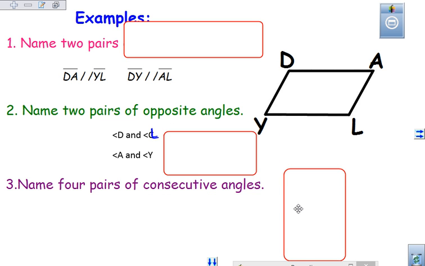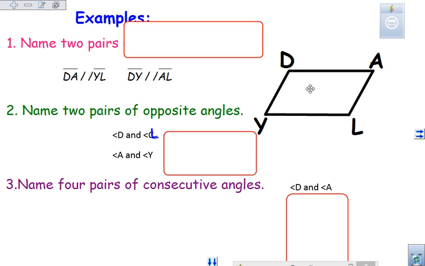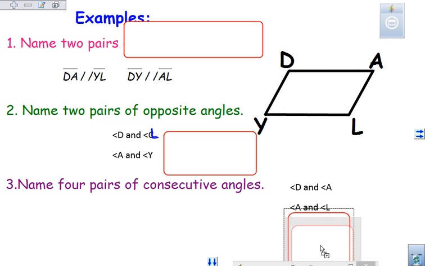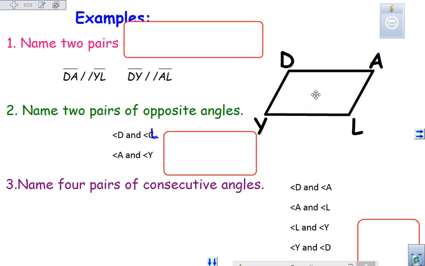Four pairs of consecutive angles. So angle D and angle A are consecutive, angle A and angle L are consecutive, angle L and angle Y are consecutive, and angle Y and angle D are consecutive. So there's some vocabulary for you.